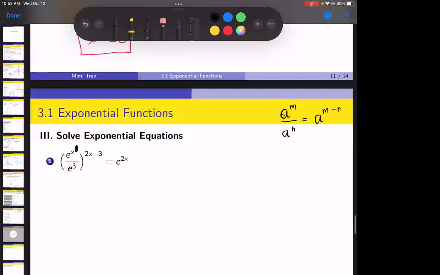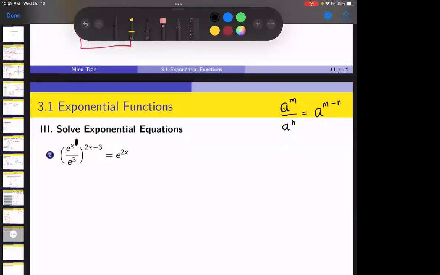Okay, all right. So let's do this. So e to the x divided by e cubed is the same thing as what? So outside is still 2x minus 3. On the inside is e to the what? x minus 3. X is your m, 3 is your n. The m minus n is x minus 3. All right. Another rule.